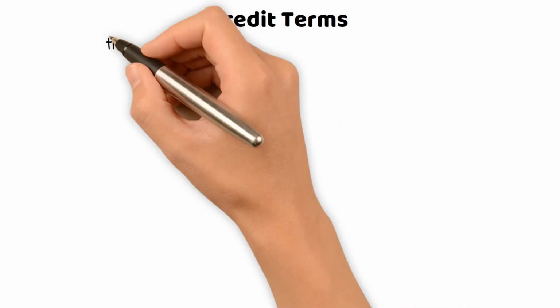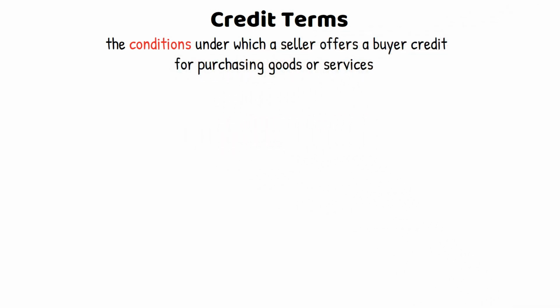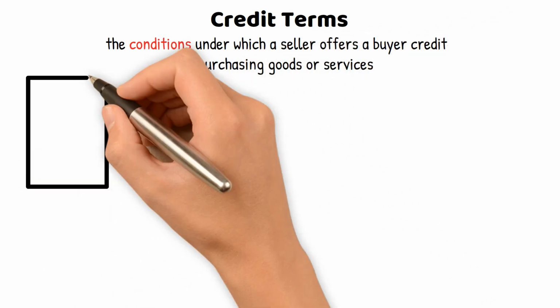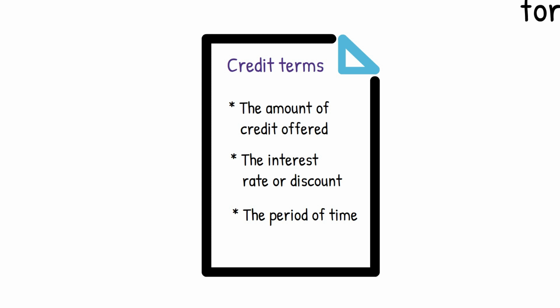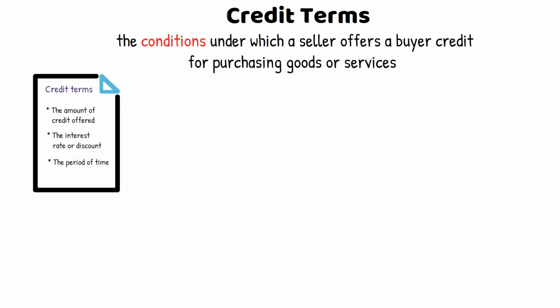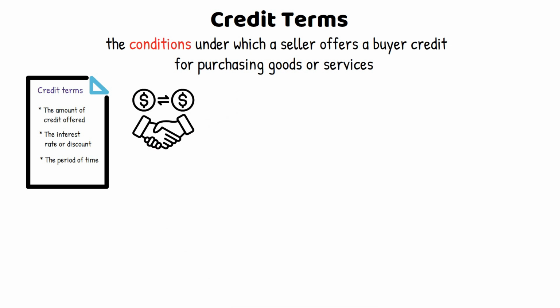Credit terms. Credit terms refer to the conditions under which a seller offers a buyer credit for purchasing goods or services. Credit terms typically include the amount of credit offered, the interest rate or discount, and the period the buyer is expected to pay the seller. Credit terms can vary depending on the nature of the transaction, the creditworthiness of the buyer, and the seller's policies.